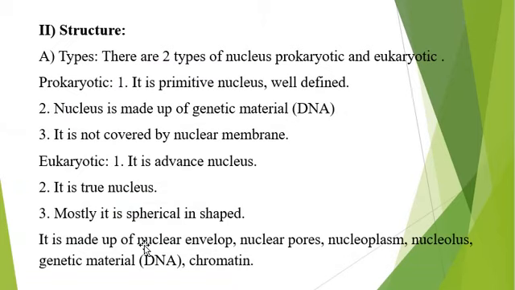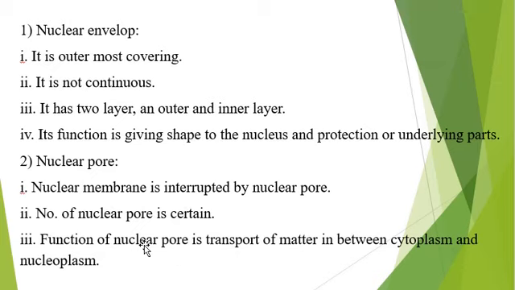According to the structure, two types of nucleus are observed: prokaryotic and eukaryotic. The prokaryotic nucleus is the primitive type, made up of genetic material and not covered by a nuclear membrane. But the eukaryotic is an advanced nucleus, spherical in shape, and it contains nuclear envelope, nuclear pores, nucleoplasm, nucleolus, genetic material and chromatin. Then after that we will write the parts one by one.